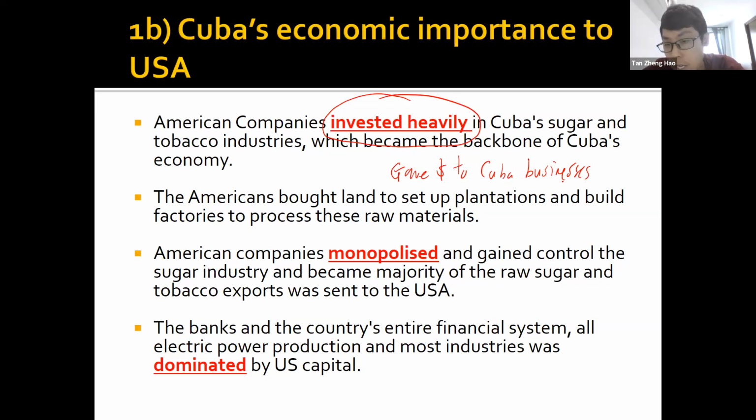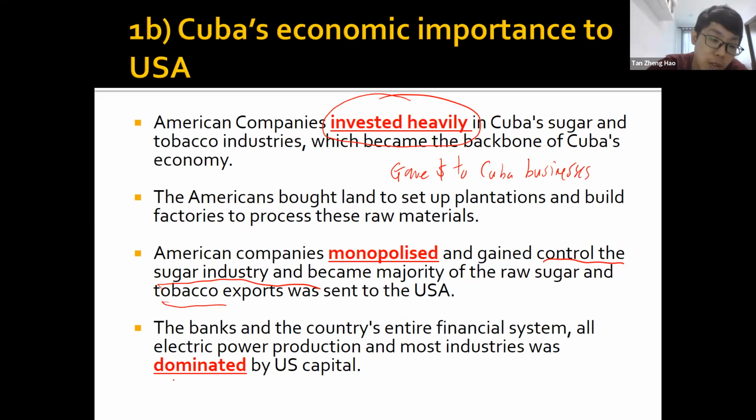So why is America so concerned with Cuba? Because they managed to monopolize and control the sugar industry. That means a lot of the sugar and a lot of the tobacco, the cigars, were created by American businesses. American businesses were able to use it to make a lot of money. Cuba sold it to America, and America was able to sell it to maybe the rest of the world and make a lot of money.